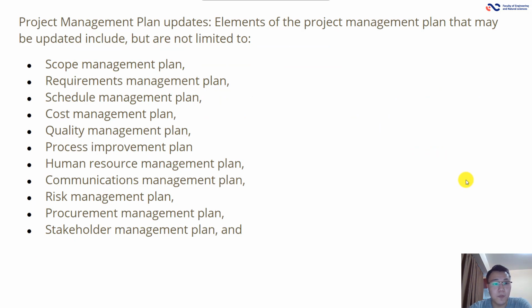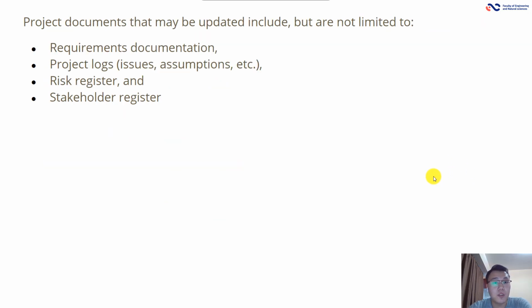Project management plan updates: scope management plan, requirements management plan, schedule management plan, cost management plan, quality management plan, process improvement plan, human resource management plan, communication management plan, risk management plan, procurement management plan, stakeholder management plan. Project documents that may be updated include requirements documentation, project logs, risk register, and stakeholder register.